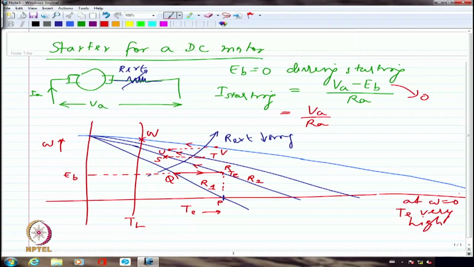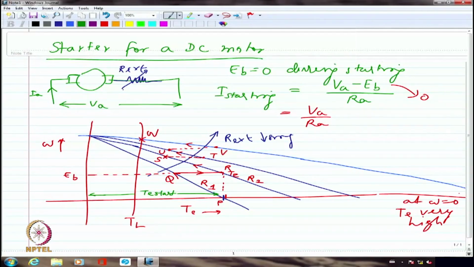W will be the final operating point after all the acceleration is done with different values of resistances. So in the process, we have never exceeded whatever was our initial current. The initial current corresponded to this particular value, because assuming that the flux is a constant, this is an indication of what is the torque developed, but that is also an indication of what is the armature current that had flown under the initial condition.